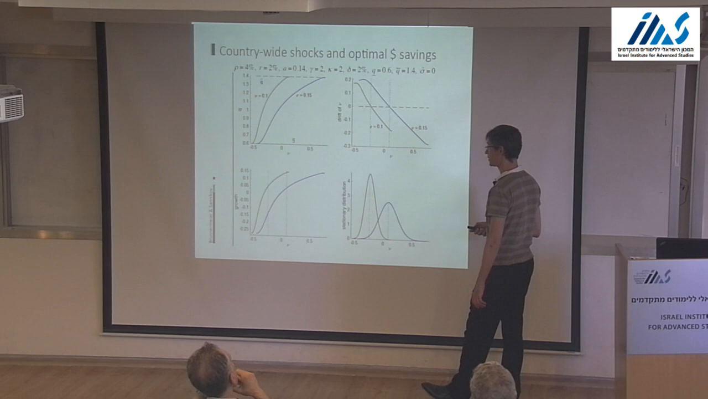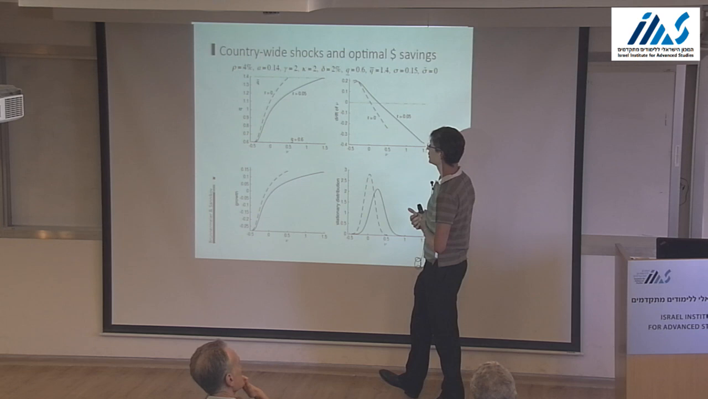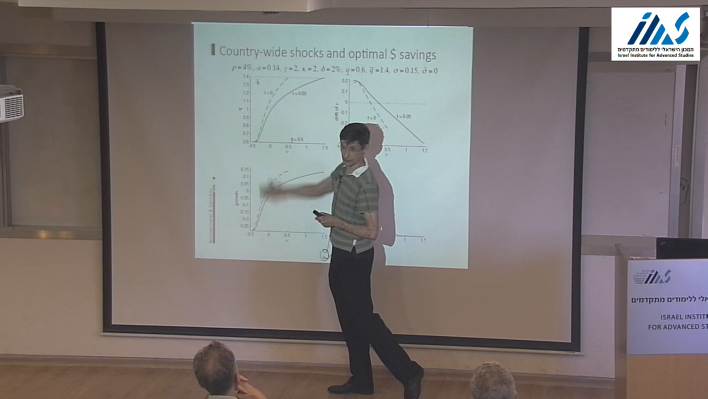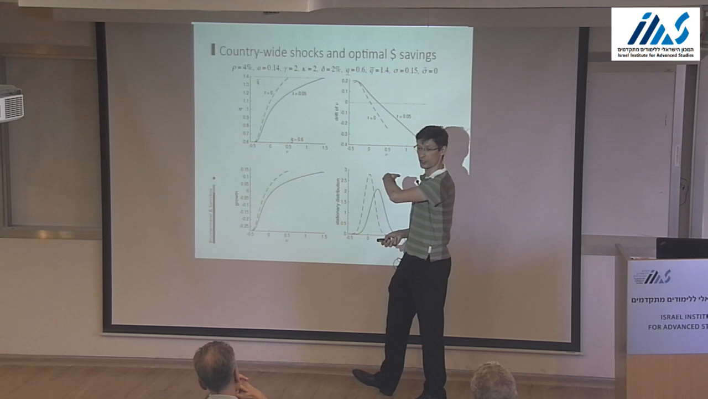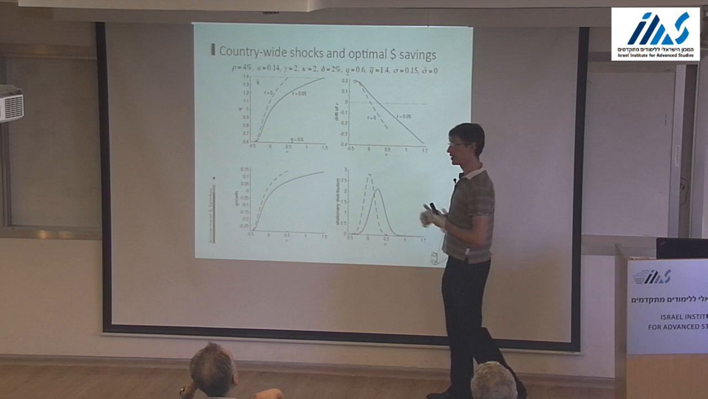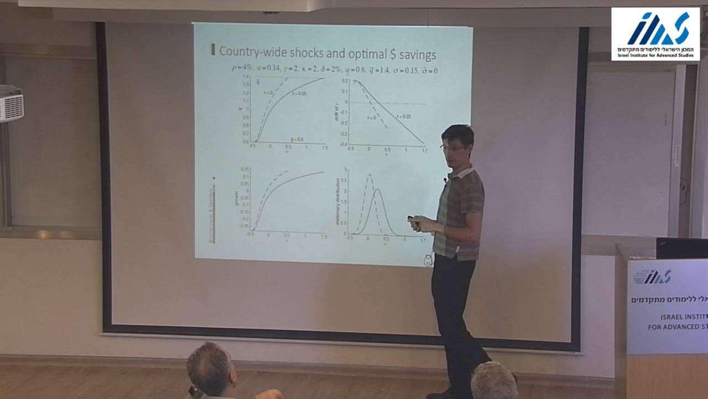How much buffer you hold depends on the rate of return on cash. That's kind of obvious. But in this international setting, it implies that you can have spillovers from US monetary policy to the emerging economy. If the interest rate on the dollar goes up, then the growth rate in the small economy goes down, at least temporarily, because they're trying to accumulate dollars.